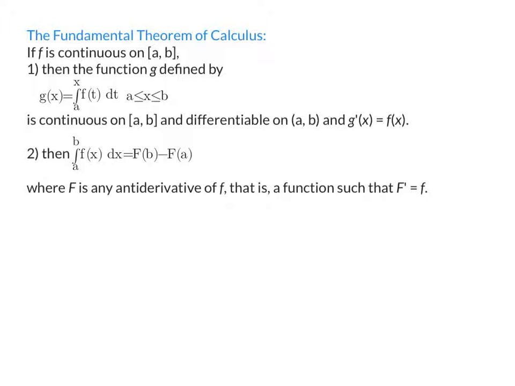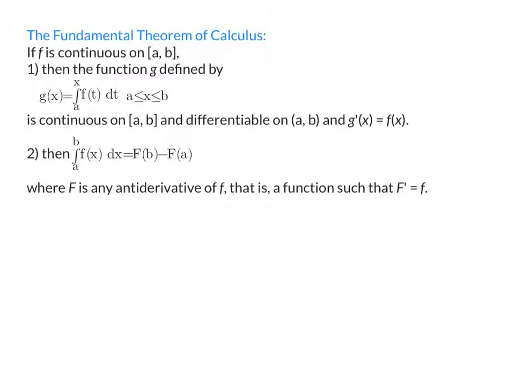Now part two, looking at this integral of the function f from a to b, the capital F is going to be our antiderivative. If we want to evaluate this integral from a to b, we find the antiderivative of f, which would be our capital F. Then we plug in the value of b and subtract the antiderivative with the plugged in value of a.